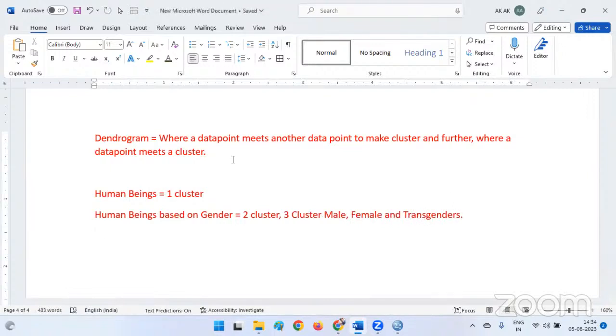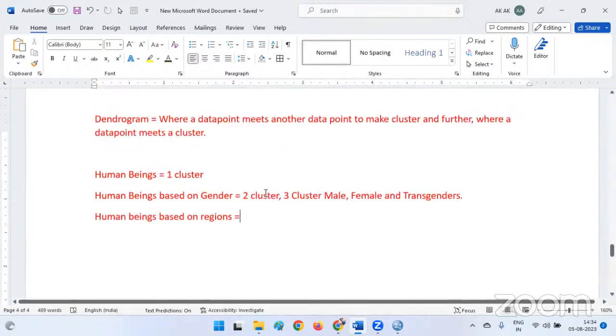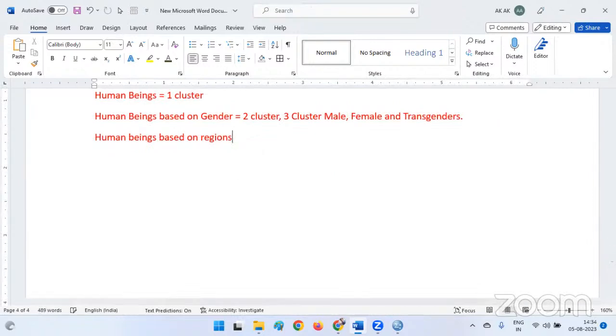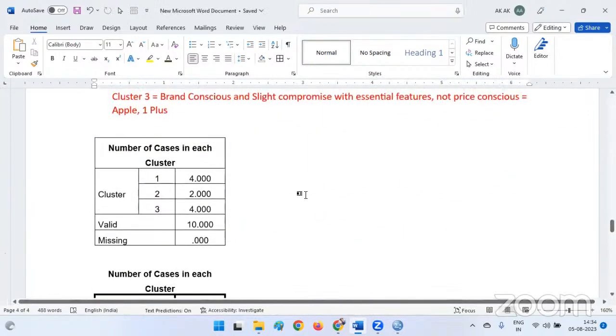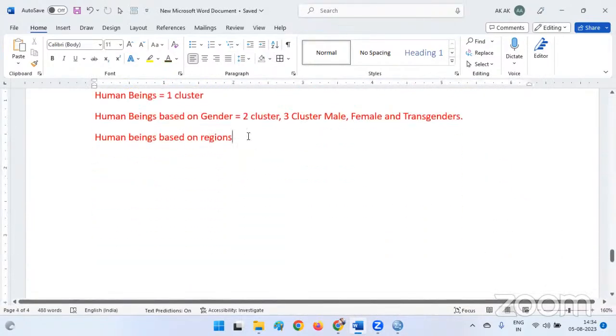If we say there are human beings based on caste or based on religion, we may have 4 or 5 clusters. Okay. So accordingly, we can divide the clusters, and wherever they meet, then the number of clusters is lesser. But we want to make ideal clusters. Okay. So we will check that also after dendrogram. We'll come back to this clustering example of 4 and 6, and then we will complete it.